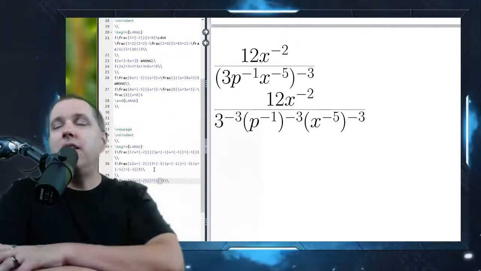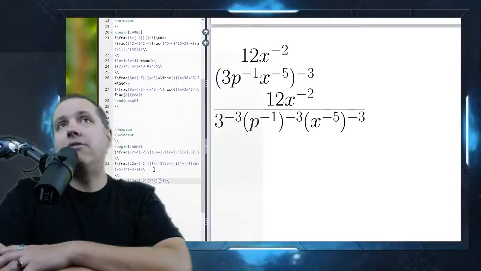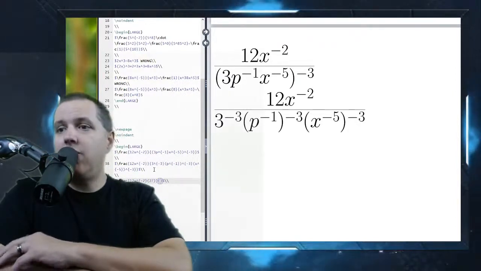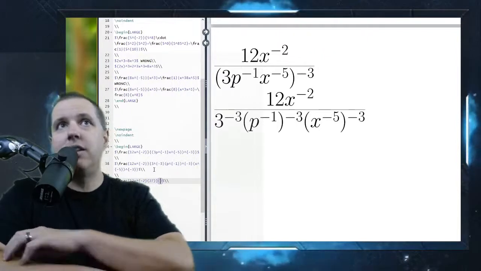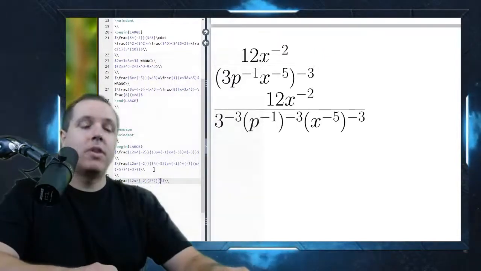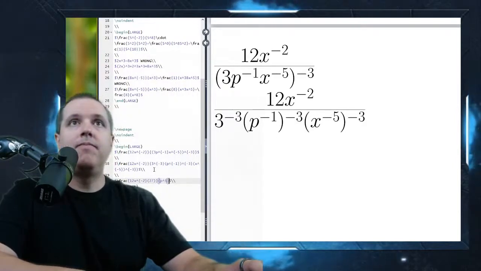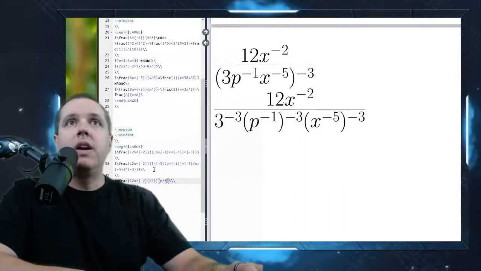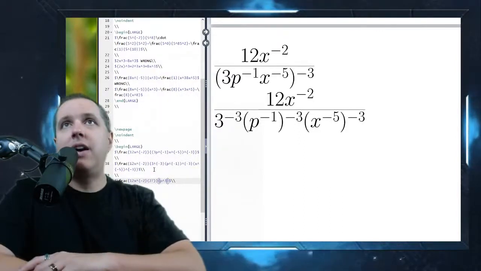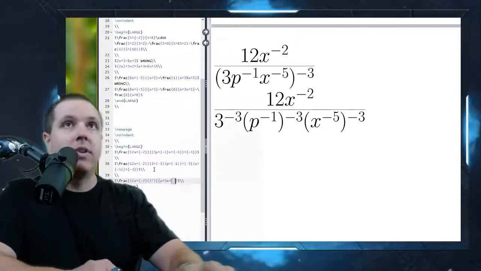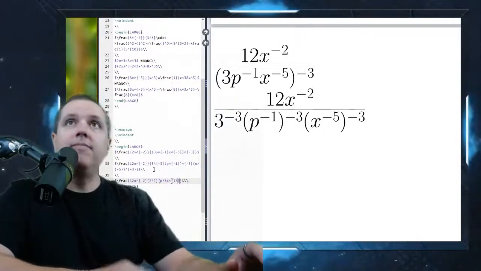Okay. P to the negative 1 to the negative 3. Now that is where we multiply. Negative 1 times negative 3 is positive 3. So that should become p cubed, and then x to the negative 5, to the negative 3, that should become x. We're multiplying to the 15.